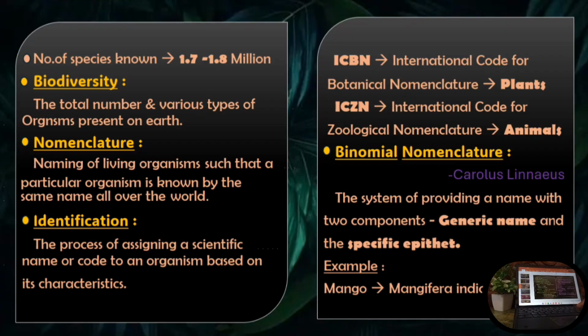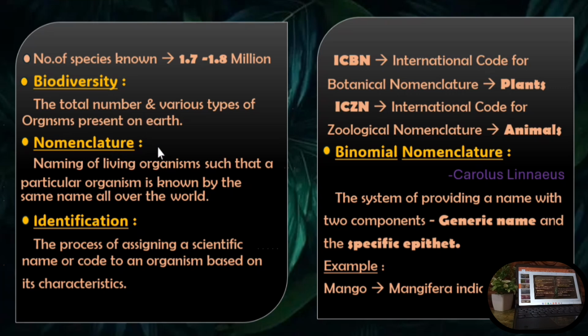And next, here comes the biodiversity concept. The number of species known till now is 1.7 to 1.8 million. And the biodiversity definition is the total number and various types of organisms present on the earth.